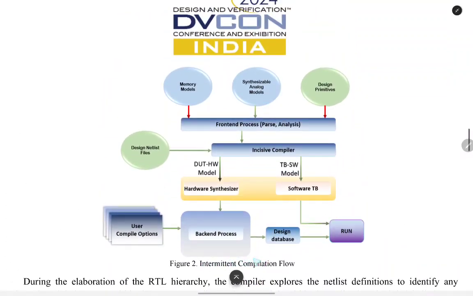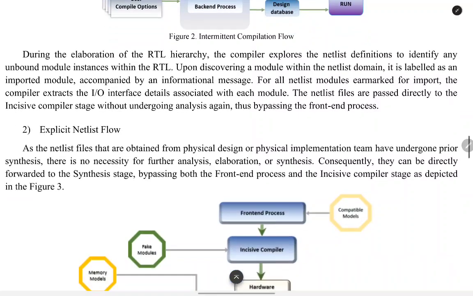Figure 2. Intermediate compile flow. During the elaboration of the RTL hierarchy, the compiler explores the Netlist definition to identify any unbound module instances within the RTL. Upon discovering the module within the Netlist domain, it is labeled an imported module, accompanied by an information message. For all Netlist modules earmarked for import, the compiler extracts I/O interface details associated with each module.